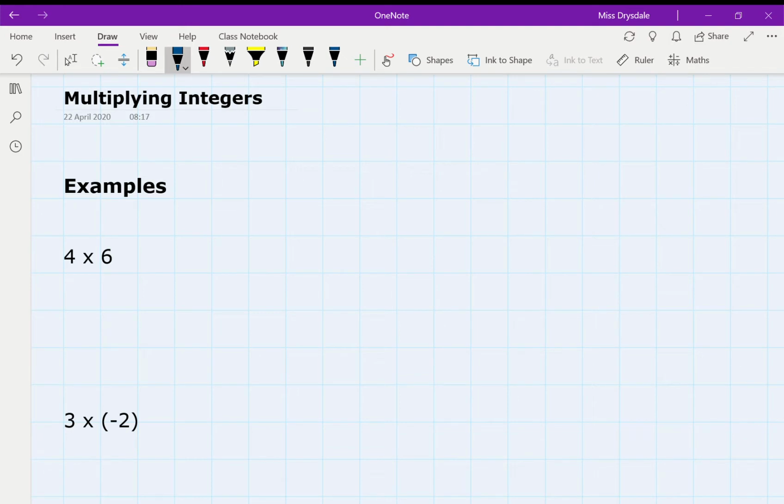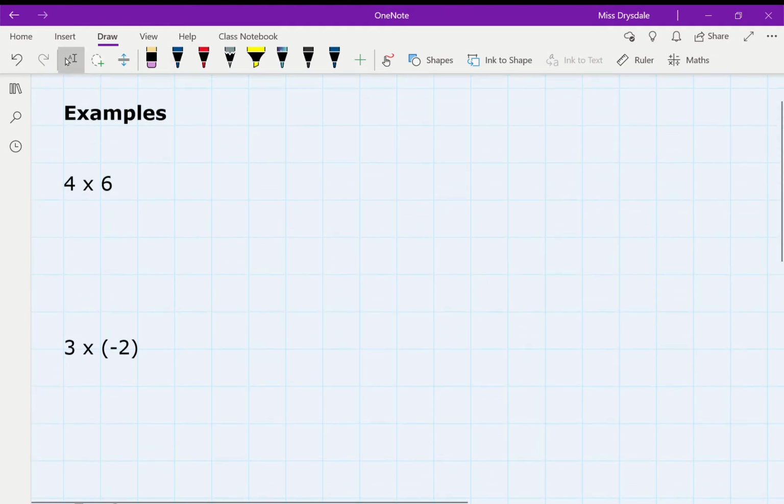Have a look at multiplying integers. Our first example is pretty straightforward, 4 times 6. Of course we know 4 times 6 is 24. But I would also like you to think about what multiplication actually means. Well, multiplication is just basically repeat addition.